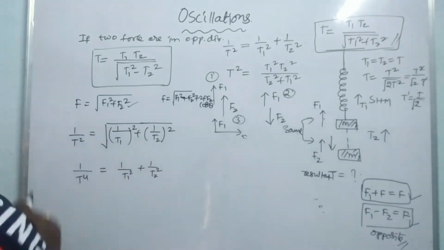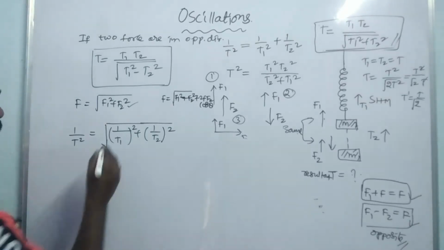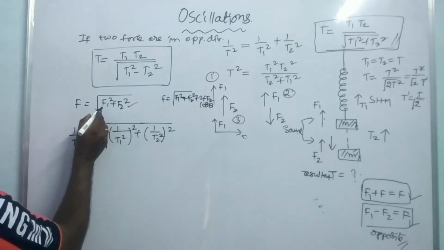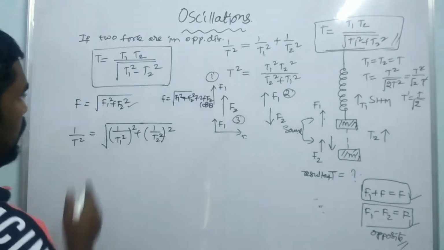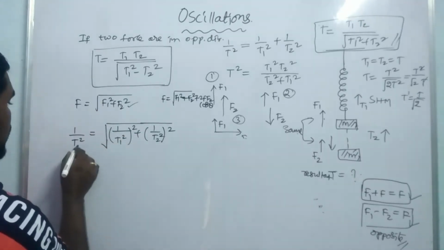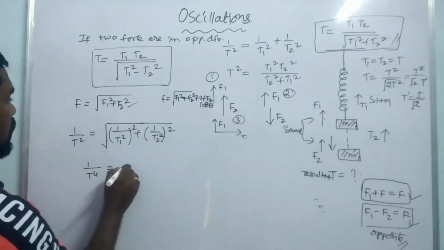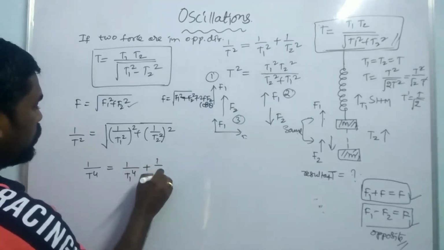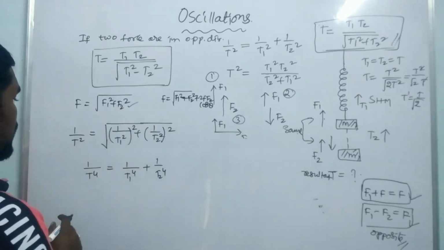So here the value, we have to clear that. Here 1 by t1 square and 1 by t2 square, whole square. f1 is equal to 1 by t1 square, f1 square. Okay, so on squaring both sides, it is 1 by t power 4 equal to 1 by t1 power 4 plus 1 by t2 power 4. Okay, square and square will be cancelled.